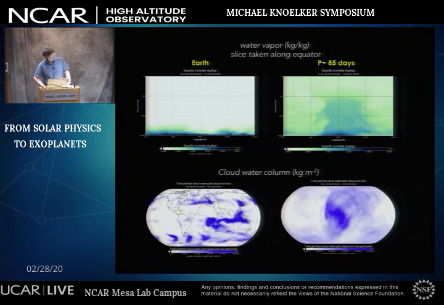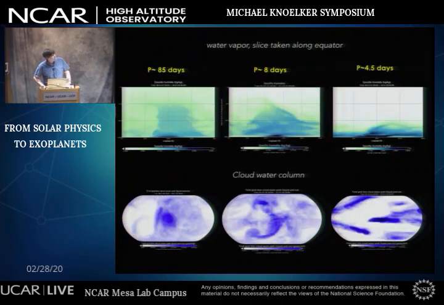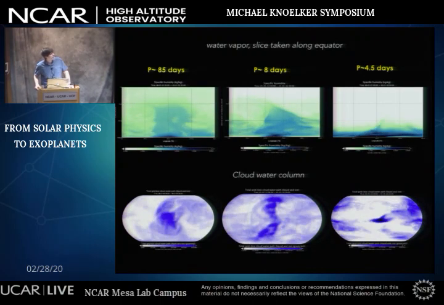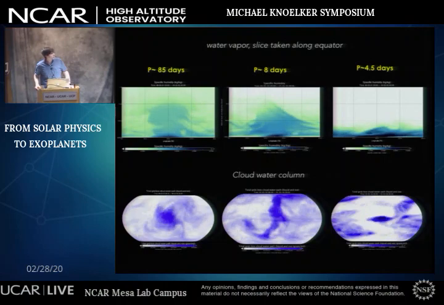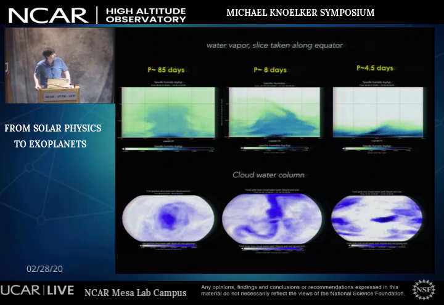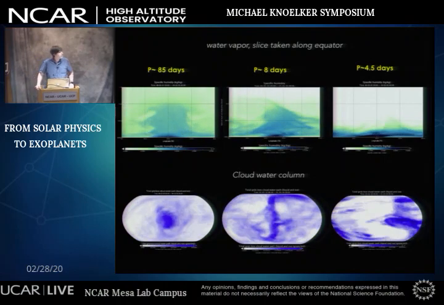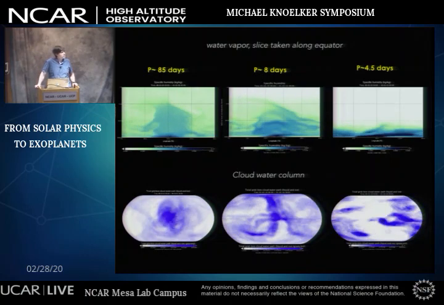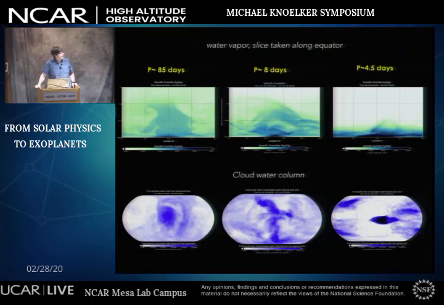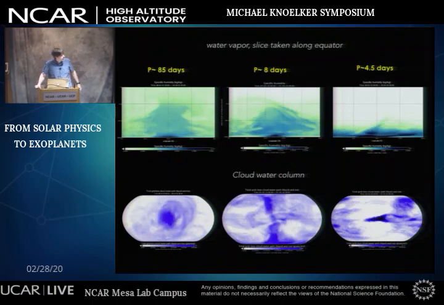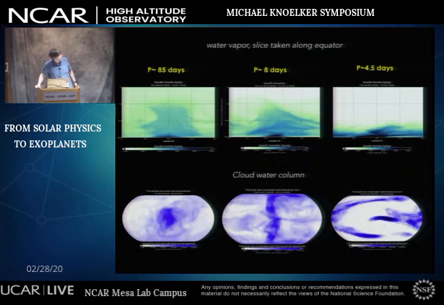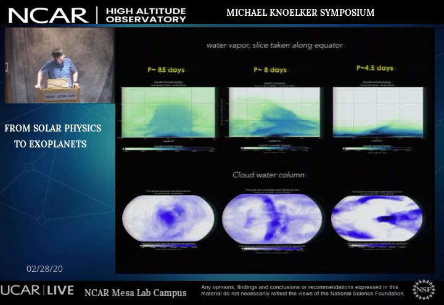But this effect is also dependent on the specific rotation rate. So it's not just the same thing for all tidally locked planets, for instance. If we increase the rotation rate, you start increasing your Coriolis force until eventually you start smearing out the clouds and preventing the water from penetrating deep in the atmosphere. The same plots, cloud water column on the bottom, water vapor along the equator at the top, with increasing rotation rates.